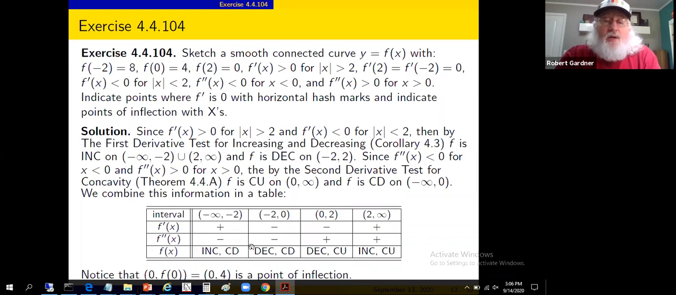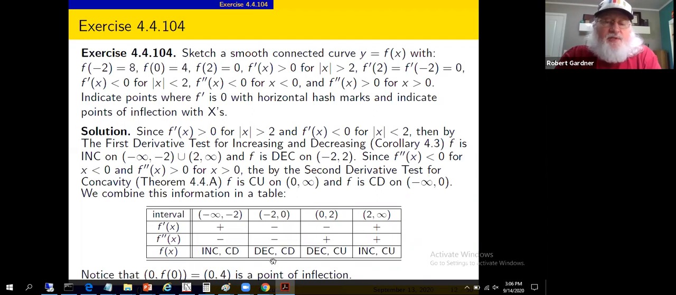We were told negative infinity to negative 2. We were told positive derivative and increasing. So we get increasing here. We were also told for x less than 0, f prime of x is negative. Second derivative is negative here, well, and here as well. That means concave down. So the information described up here falls into this information in a table. It changes concavity here. Right, it went concave down, concave down, concave up, concave up. So it changed at 0.